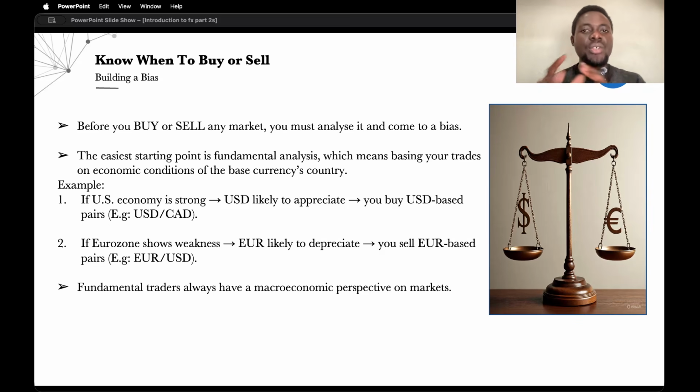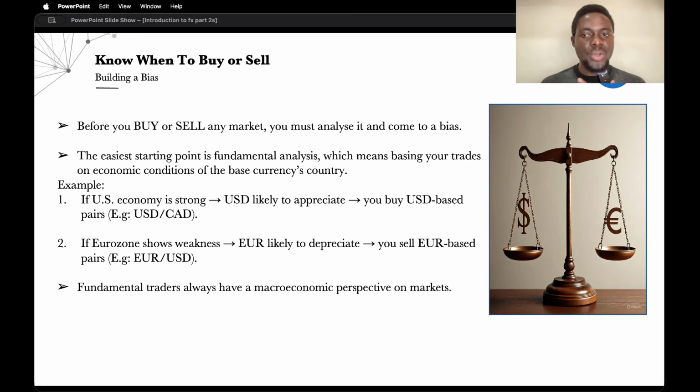So I'm just introducing you to the types of analysis, how to build a bias. Let's say the week is approaching and I want to build a bias for the week. I'll first look at the economic events surrounding that particular pair. So let's say I'm trading the GBP USD. I'll go to my trading news plug. Yes, my trading news plug. That means Trading Economics or Forex Factory.